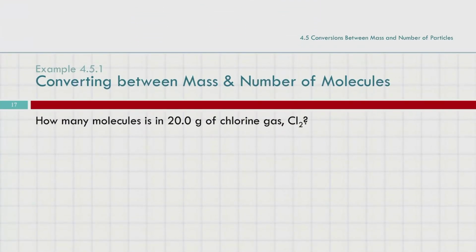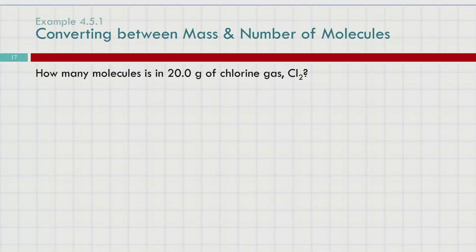Let's do one example. How many molecules are in 20.0 grams of chlorine gas, which is Cl2? We want to start with grams Cl2. We're finding molecules, also of Cl2. Can we do that in one step? Can we go from grams to molecules in one fell swoop? No, we cannot. We need a couple of steps.